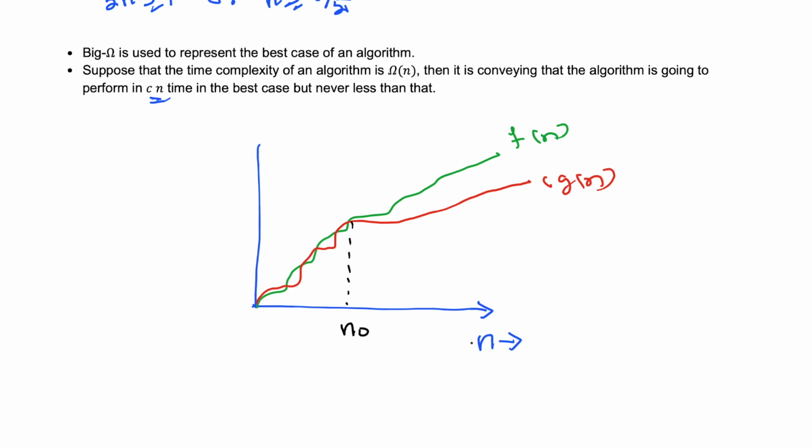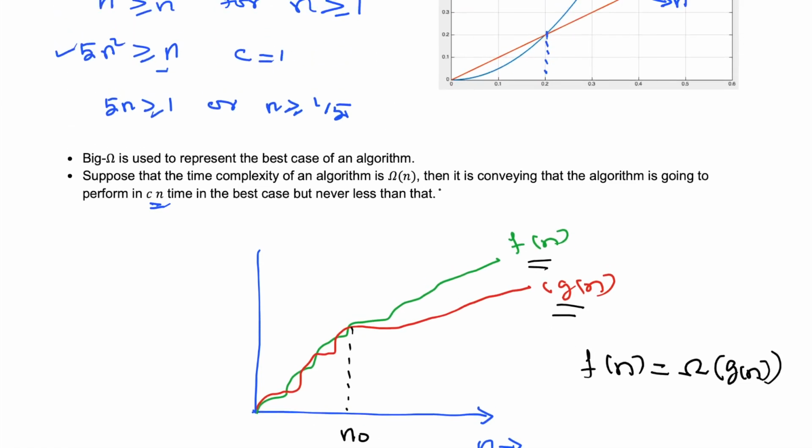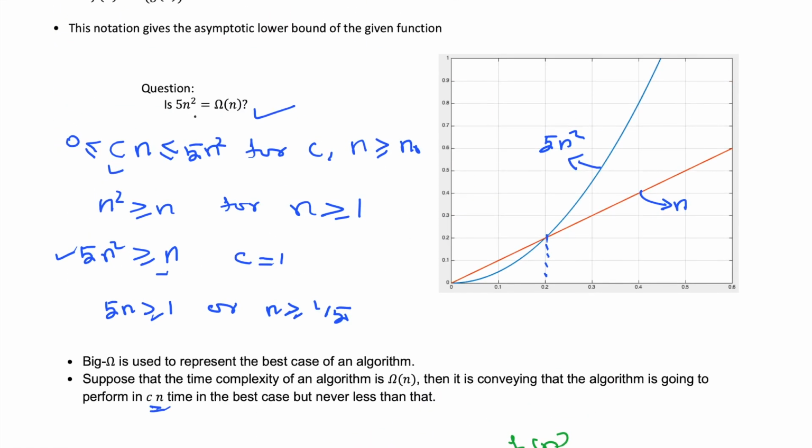So for all values of n which are greater than n0, the function c times g of n will always be less than the function f of n. Then I can write this as f of n belongs to the category big omega of g of n, just like our example, 5n square belongs to the category big omega of n.